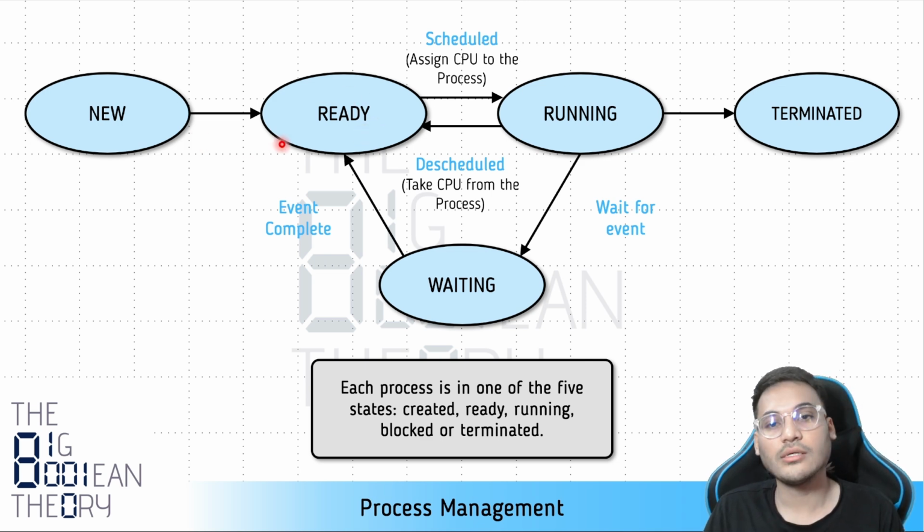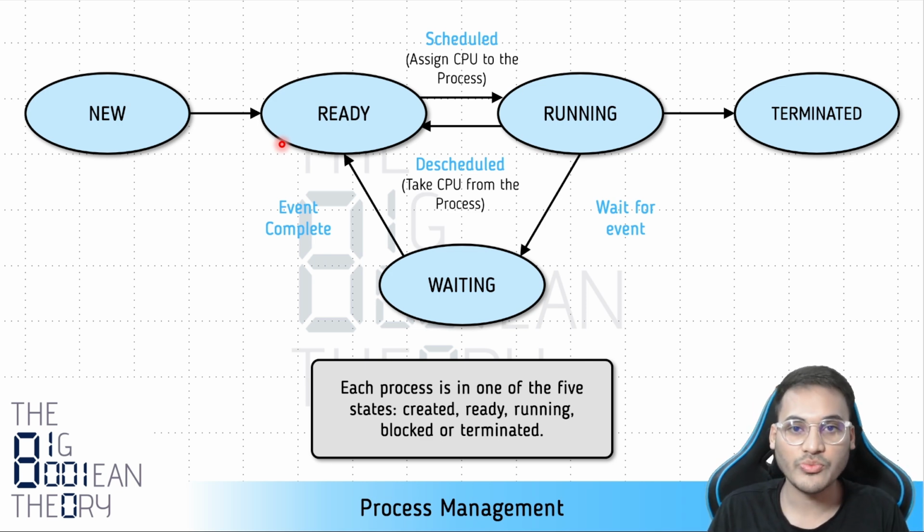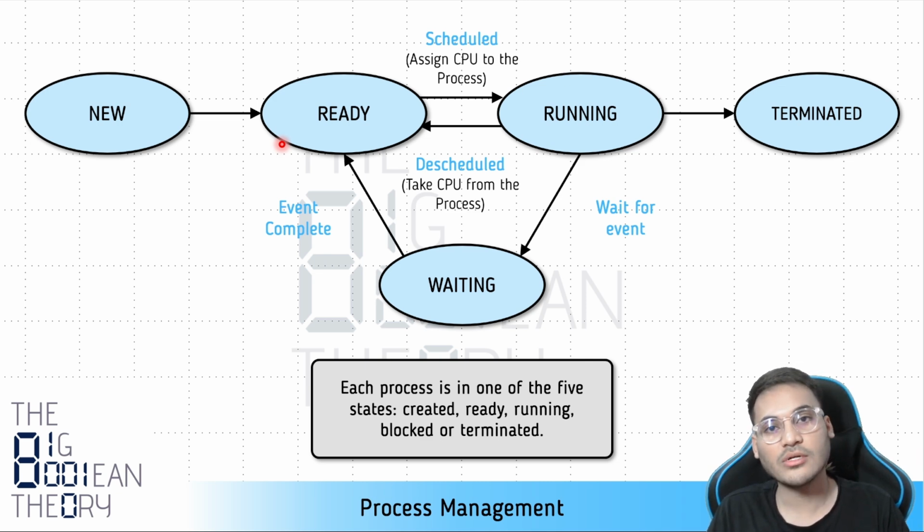In the ready state, there are a lot of processes, and all of them are waiting for the control of the CPU to be assigned to them. Basically, the number of processes in the system will be way more than the number of CPUs, right? And only a few of the processes will have the control of the CPU. The rest of them will be in the ready state, waiting for the control of the CPU.